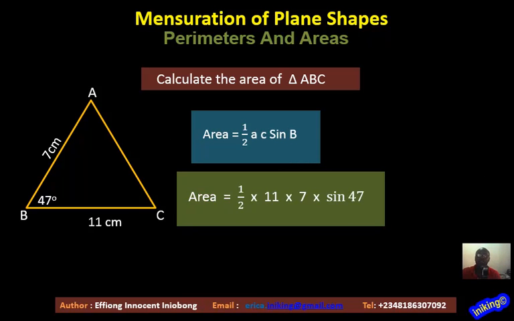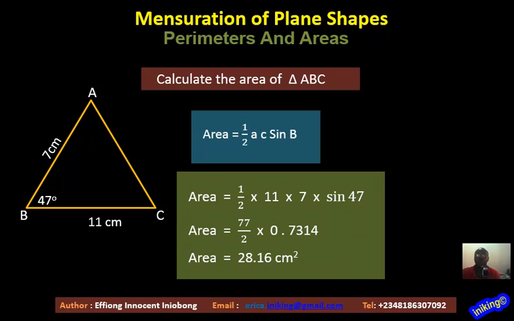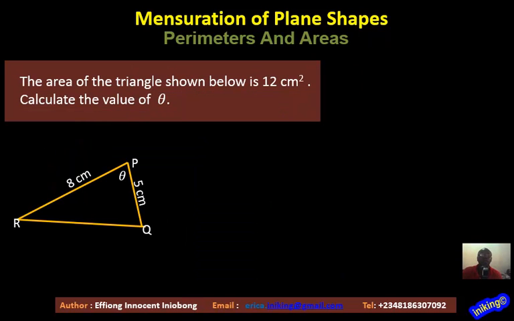That's it, AC sine B. That's it in a very neat form. And then you can progress. Sine 47 is 0.7314. And then we have 77/2 there. And then you can compute the rest. The area of that triangle is 28.16 centimeter square. Let's take one more.